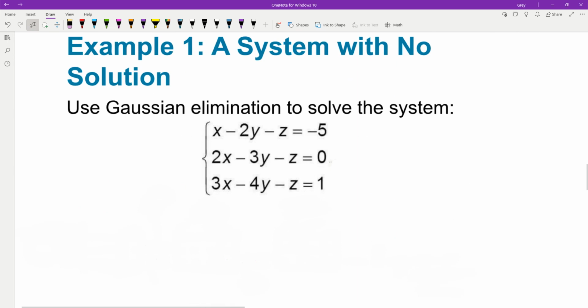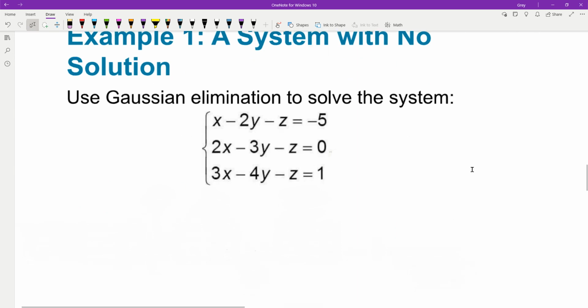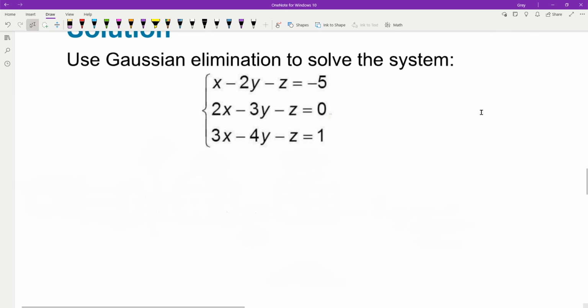So let's get started. Number 1, use Gaussian elimination to solve the system below. I'm going to put that in our matrix form. The first row is 1, -2, -1, and -5. Then 2, -3, -1, 0. And then 3, -4, -1, 1. Remember from our previous lesson, we're trying to get 1, start with the 1 up here, and then get zeros below it. I'm going to use that 1. Thankfully I already have it.